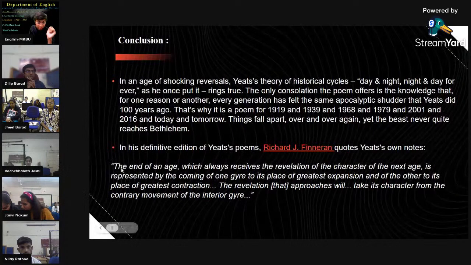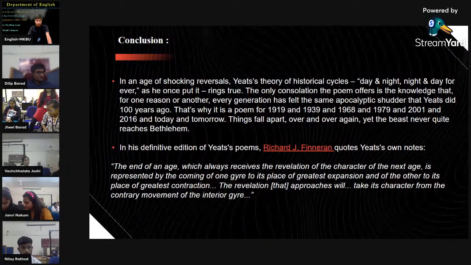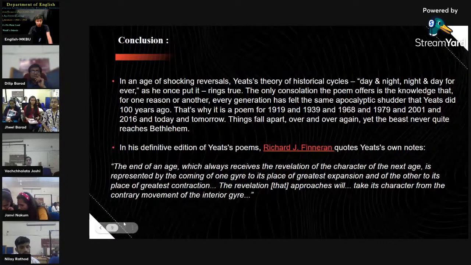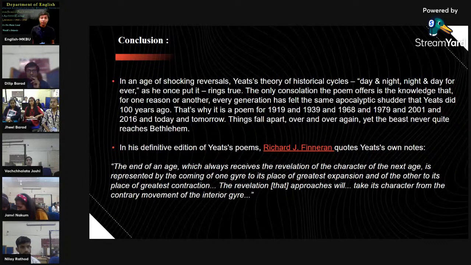The end of an age, which always receives the revelation of the character of the next age, is represented by the coming of one gyre to its place of greatest expansion and of the other to its place of greatest contraction. The revelation that approaches will take its character from the contrary movement of the interior gyre. So it will keep spinning, as sir was drawing on the board, and in every spin there will be a new character or watershed movement which can change the course of the whole age. So here is the bibliography, and that was all about my presentation.